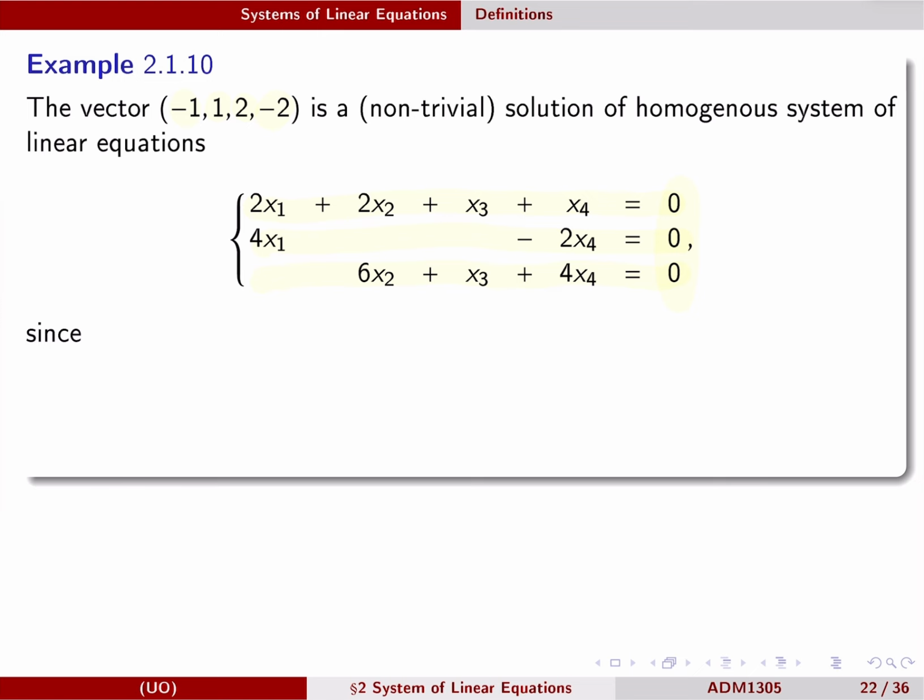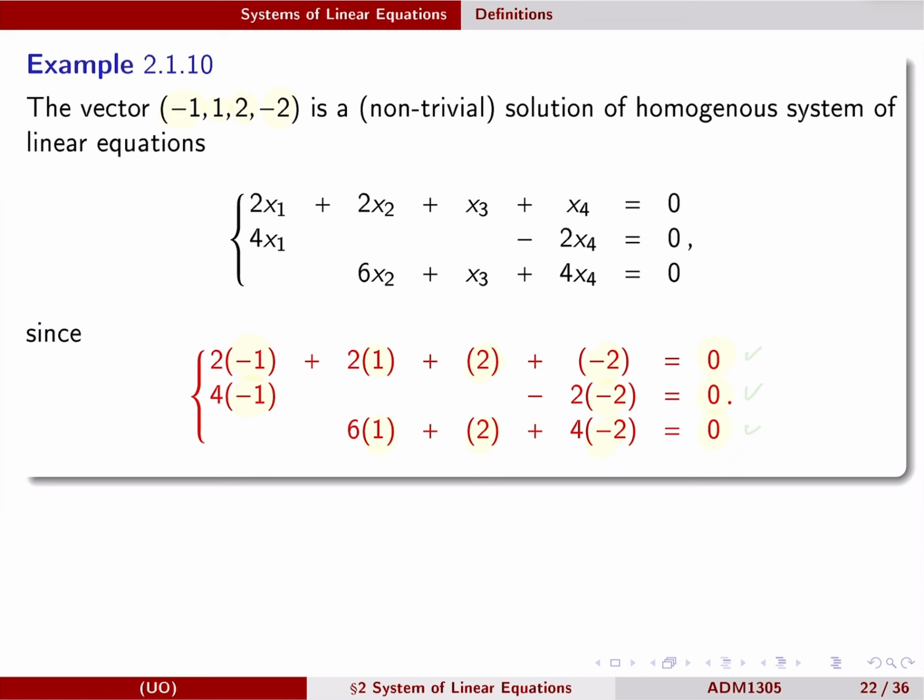Here's an example of a homogeneous system of linear equations with 3 equations and 4 unknowns, x1, x2, x3, and x4. It's homogeneous because all the constant terms are equal to 0. Of course, the trivial solution, if you replace x1, x2, x3, x4 by 0 in every single equation, you're going to get equality. But you can also have other, non-trivial solutions. And typically for homogeneous systems, we're going to be finding a lot of solutions that are not trivial.